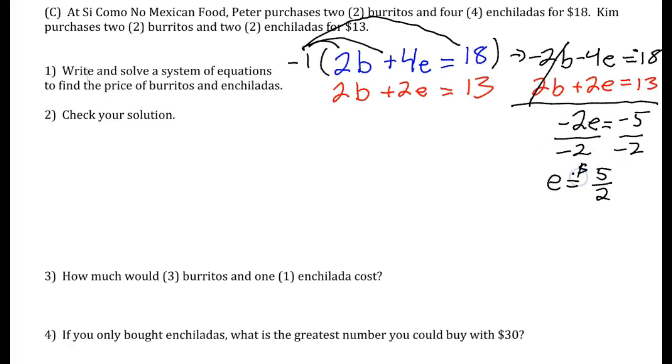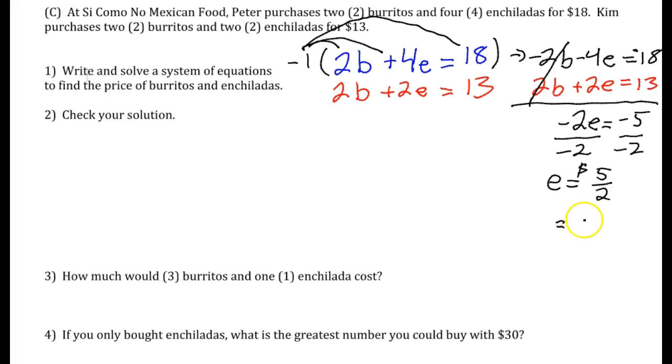Now, does that make any sense? 5/2 dollars. No. So this is one of those cases. Most of the time, I want you to leave your answer as an improper fraction, just like this. But if it's a word problem, decimals are probably more appropriate. So convert this to a decimal. What's 5 divided by 2 as a decimal?